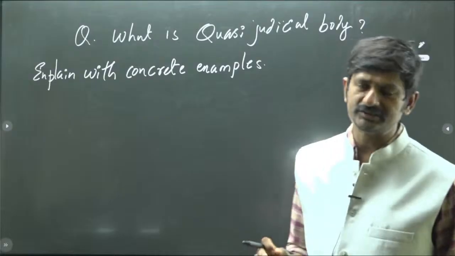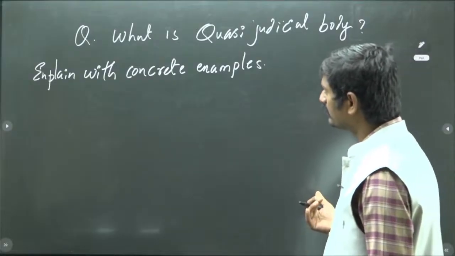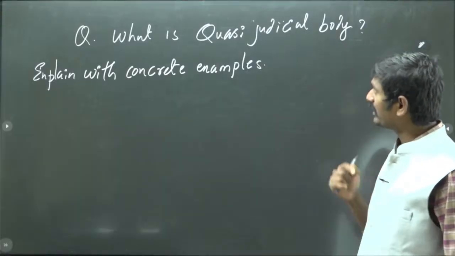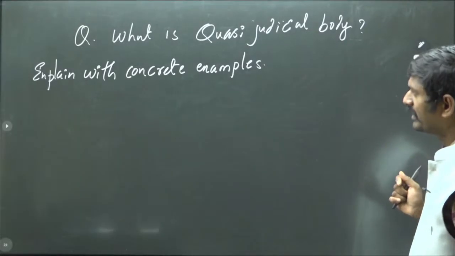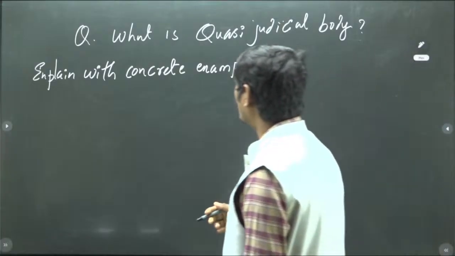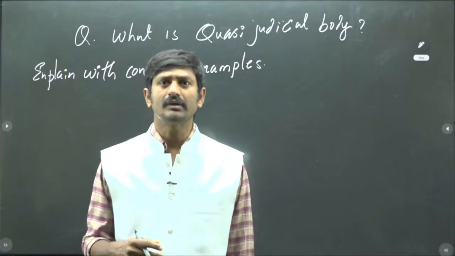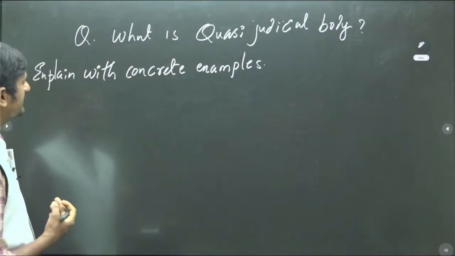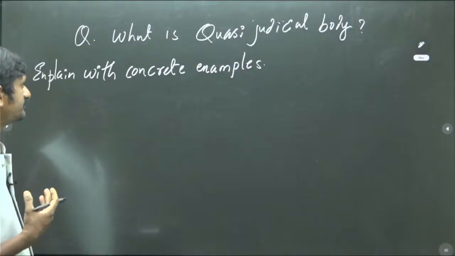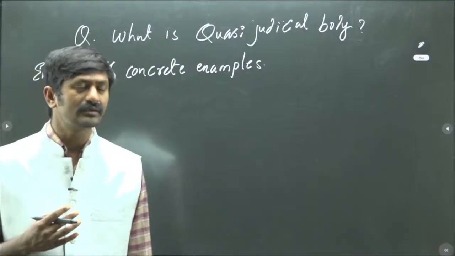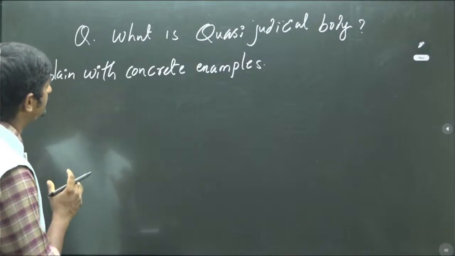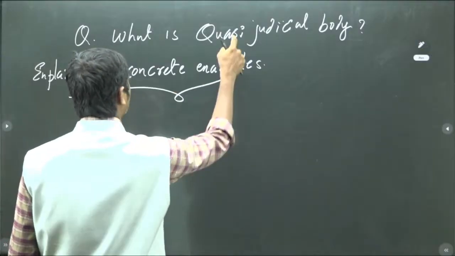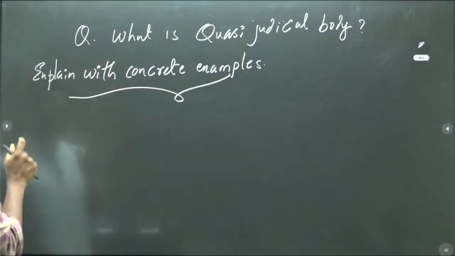So, in this session we are going to discuss a question from UPSC General Studies paper 2, that is what is quasi judicial body, and explain with concrete examples, right. Of course it appears to be a direct question, but we need to give a very reasoned answer. Coming to the nature of this question, it is a direct question of course, but we need to explain the quasi judicial bodies with proper examples.